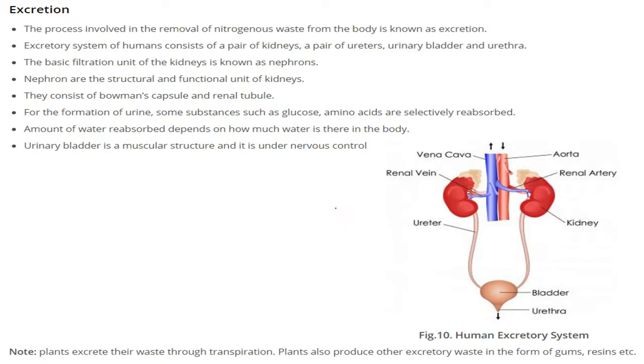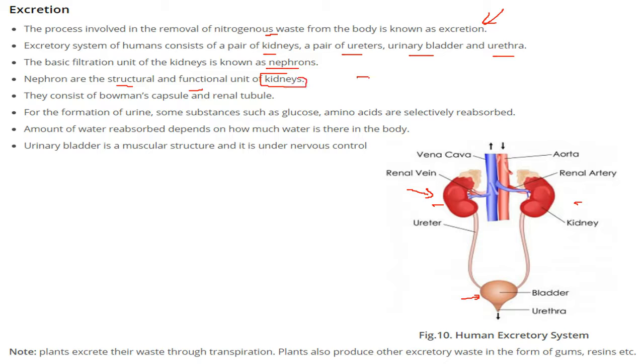Excretion, especially the urine formation. So we have the kidney here, then we have the bladder, ureter. The process involved in removal of nitrogenous waste from the body is known as excretion. The excretory system of the human body, especially for urine, consists of the kidney, a pair of ureters, the urinary bladder and the urethra. The basic filtration starts in the kidney and we have some filtration units here which are known as nephrons. These nephrons are the structural and functional unit of the kidneys.